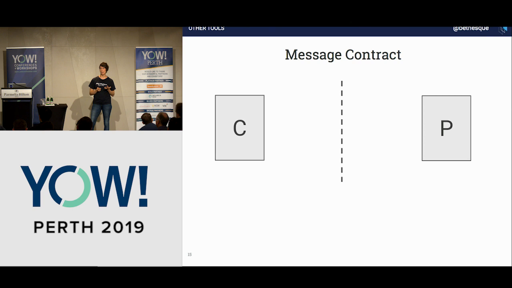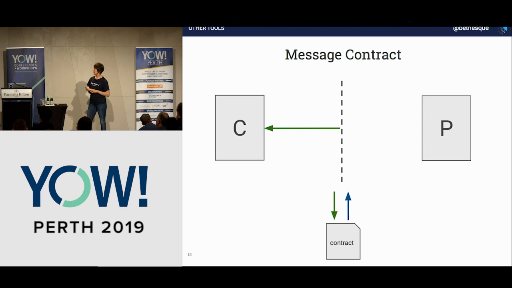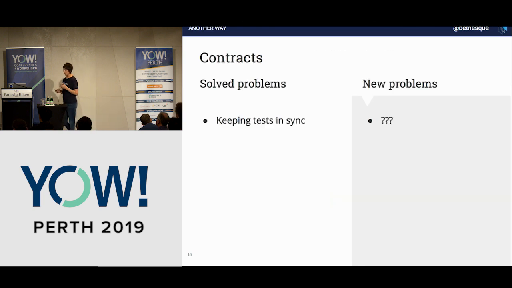Now, you can do exactly the same thing with a message contract. You can write a test that shows that a consumer handles an expected message a certain way, and then you can write that message to a contract, and then you can run a test on the other side to make sure that the provider actually does produce the message that you think it does. So contract testing solves the problem of keeping these two sides of our tests in sync. And instead of introducing a whole heap of new problems, it actually brings a lot of benefits.